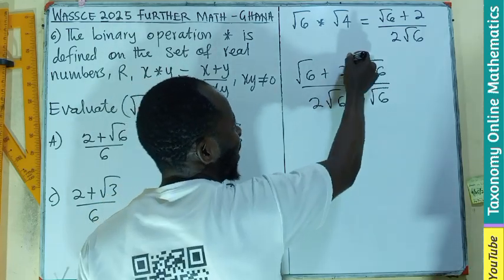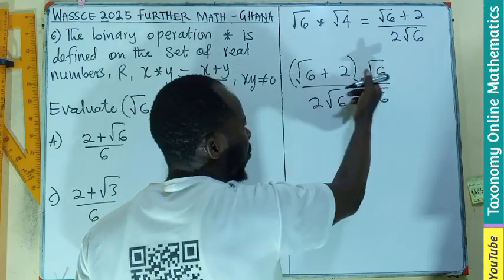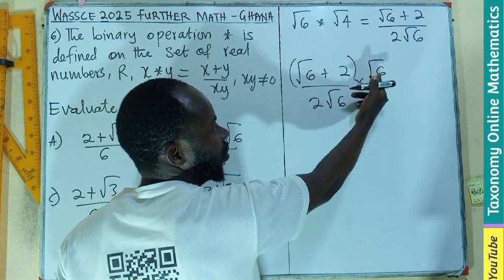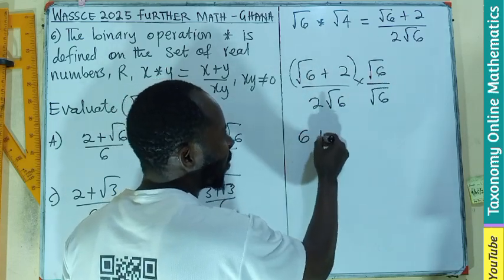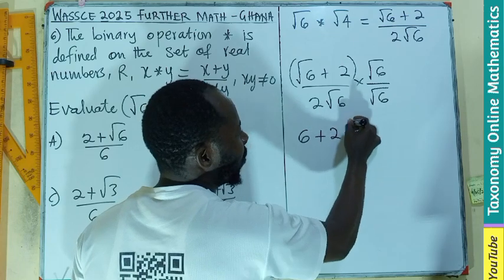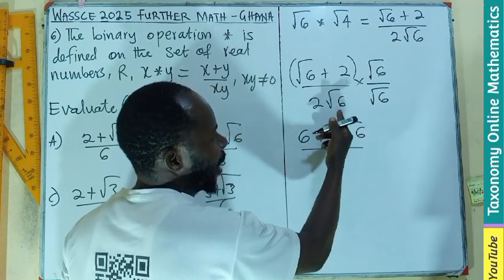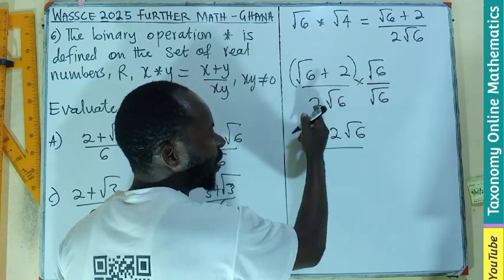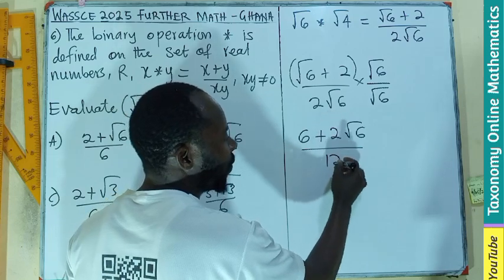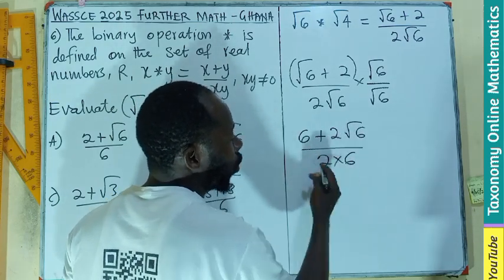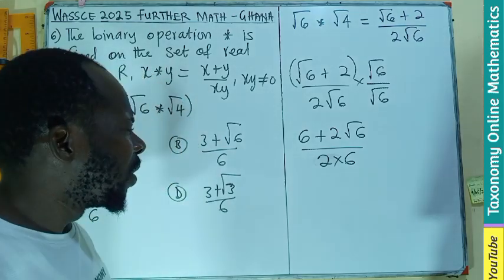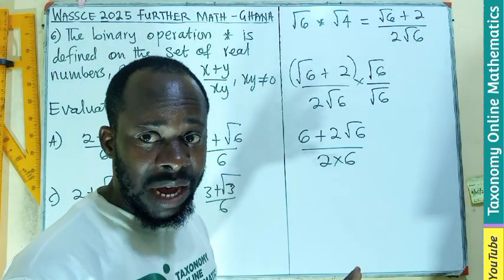Now, this is a binomial, so this will multiply this and multiply this. So this times this, the root 6 times root 6 gives you only 6. Then 2 times the root of 6 divided by root 6 times root 6 will give you 6. 6 times 2 will give you 12, or as we just say, 6 times 2, or 2 times 6. Alright, now this is the actual answer we have.